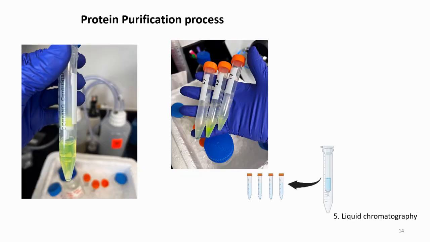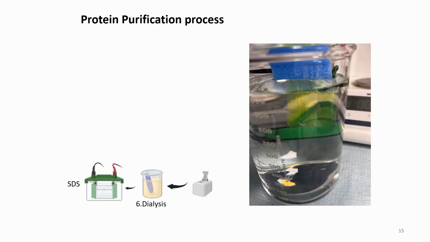This is the process of chromatography, where we use a gravity column to elute the protein that we want, and we put it into these tubes, and we collect samples to check their concentration. Once we have collected all the concentrations of our elution, we transfer it into snakeskin, and we put it into a 1 liter beaker and let it dialyze.